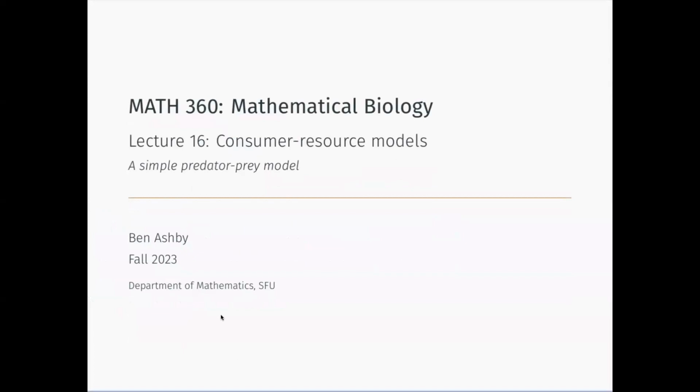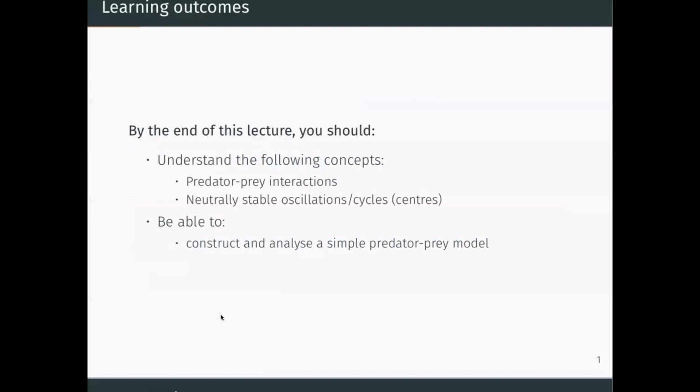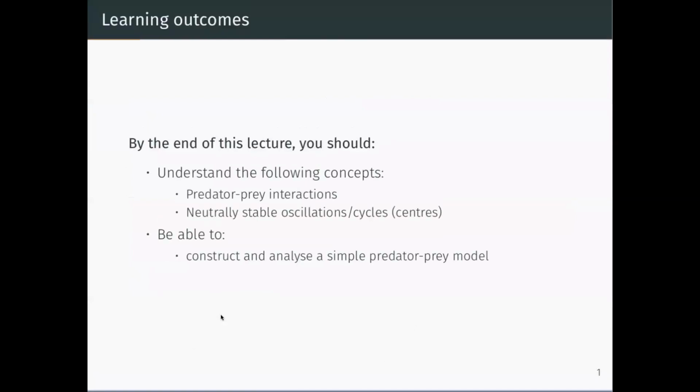Hello, today we are going to be continuing our look at consumer resource models by focusing on a very famous predator-prey model, and it's pretty much the simplest predator-prey model that we can look at. So by the end of today, you should understand this simple model of predator-prey interactions and the idea of neutrally stable oscillations or cycles.